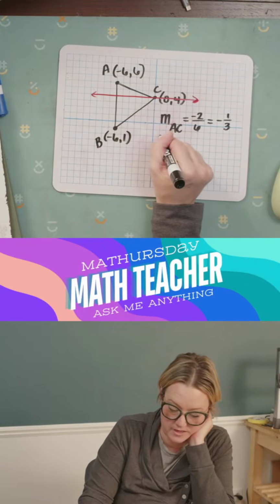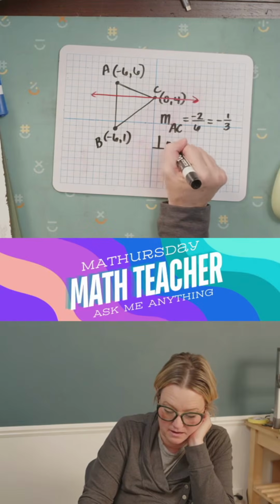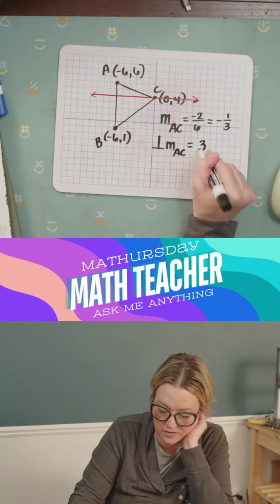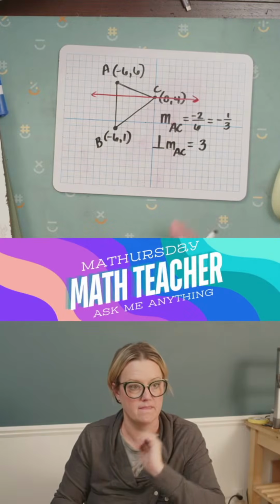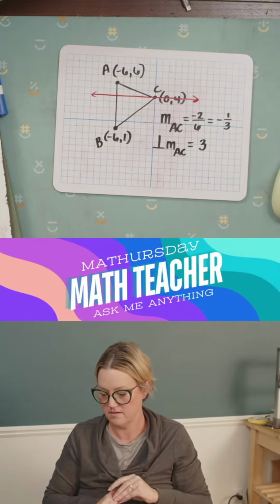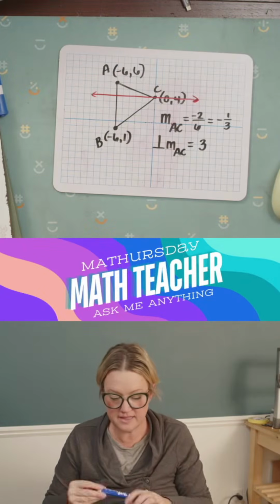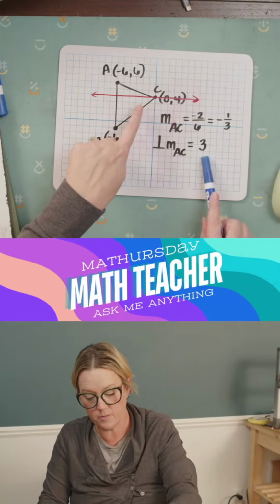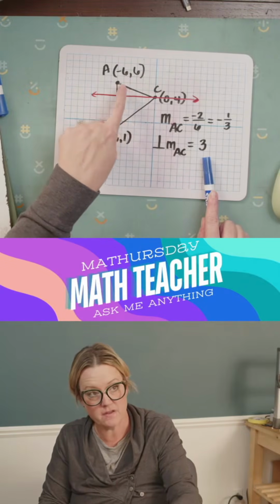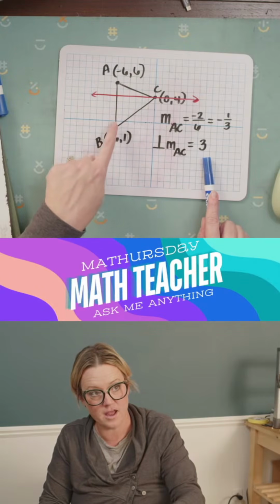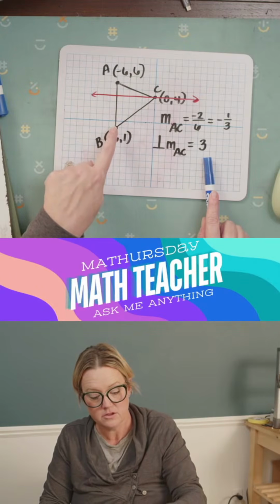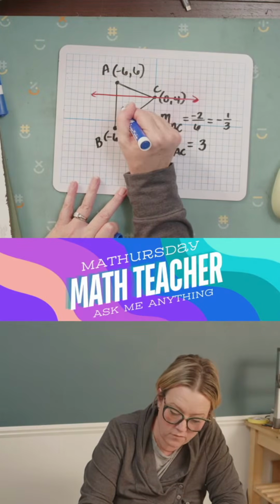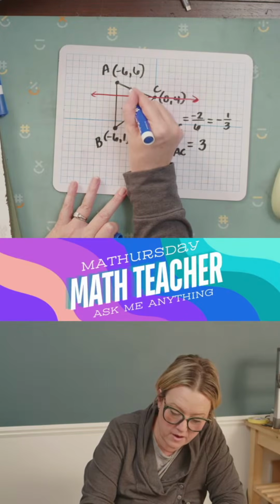So my slope that's going to be perpendicular to the slope of AC is going to be +3. So since this line here, AC, I've got my perpendicular slope of 3. I'm not going to start it from A or C. I'm going to start it across from B. So I'm going to go from B, up 3 over 1, up 3 over 1.